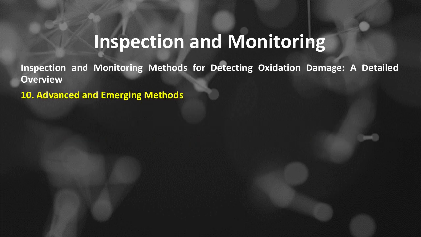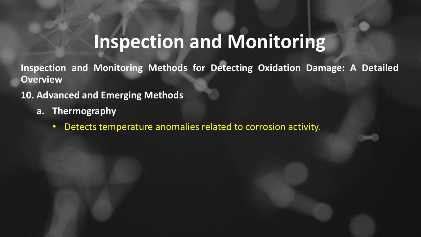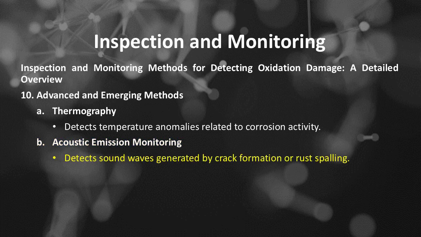Inspection and monitoring methods for detecting oxidation damage. Number 10 is advanced and emerging methods. Number A of advanced and emerging methods is thermography, which detects temperature anomalies related to corrosion activity. Number B of advanced and emerging methods is acoustic emission monitoring. Detects sound waves generated by crack formation or rust spalling.